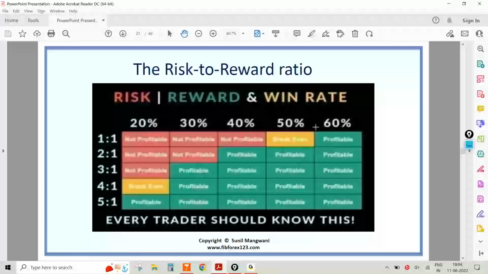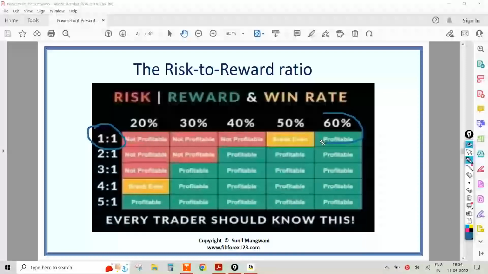Now this is one chart. It's not mine, to be very honest. I came across it on the web, somebody else's. I really don't know whose it is. I've just put it over here, but it's a great example of your win-loss ratio versus your risk to reward ratio. Now, if I keep my risk to reward ratio at 1:1, I must have a win-loss ratio of at least 60% to be profitable, minimum. Anything less than 60%, I don't make money.